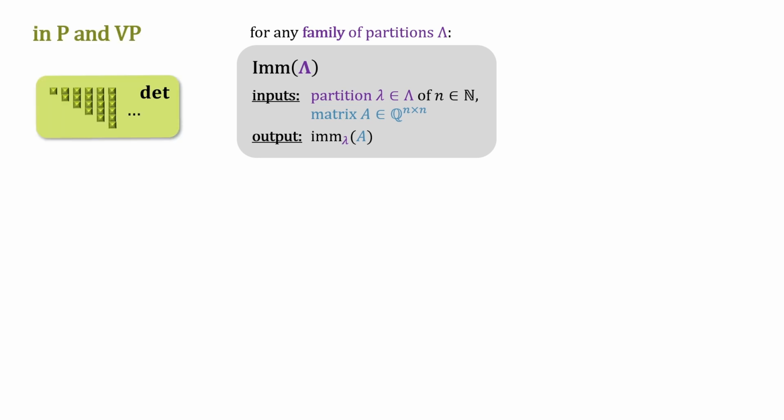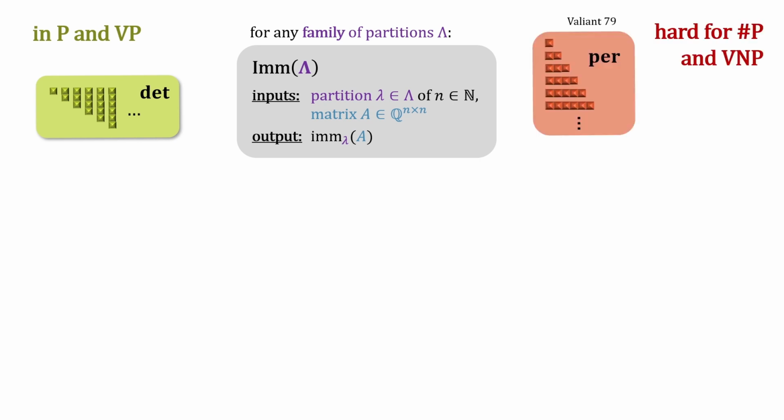So let's talk about complexity. To make sense, we will need to look at families of immanents, that is, families of partitions. Let lambda be some family of partitions. We define the problem im lambda as follows. As input, you get a partition lambda from your family of some number n, and you also get an n by n matrix A. The task is then to just evaluate the lambda immanent of A. This collection of problems includes the determinant, which is easy to compute, and the permanent, which is hard, but more is known about immanents. And let's start with the algorithmic side.